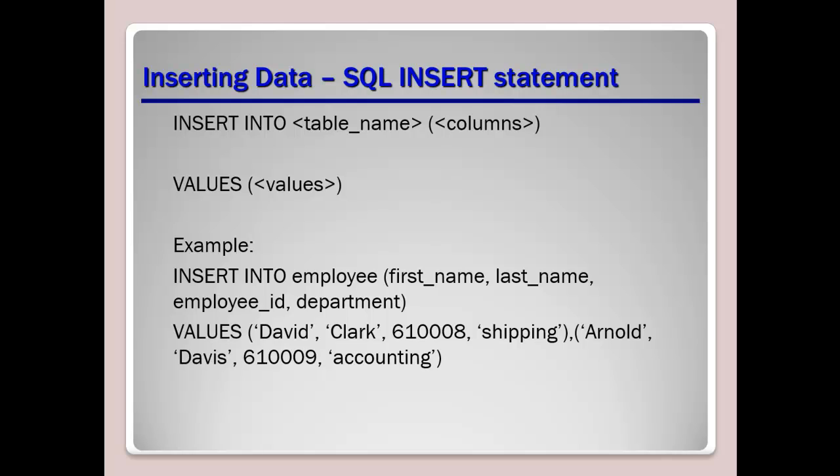If we look at our insert into in our value statement, first name, we have David, and we have a single quote around those to define the type of data, which is text. Last name, Clark, we have a comma, then employee ID. Our employee ID for David Clark is 610008. And then lastly, department, the department he is in: shipping. And then we have a second record that follows that same set of rules. So therefore, this insert statement adds two new employees into our employee table.